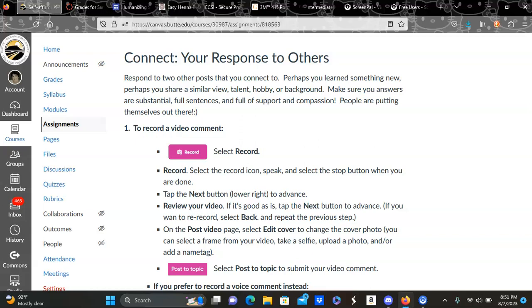And I tried to be specific, but this is sort of tough. So I asked them to respond to 2 other posts that they connect to. Perhaps something that you learned, or perhaps you have a similar view or talent or hobby or background. And I tried to encourage them to make sure that their answers were substantial but also supportive because people are being vulnerable.